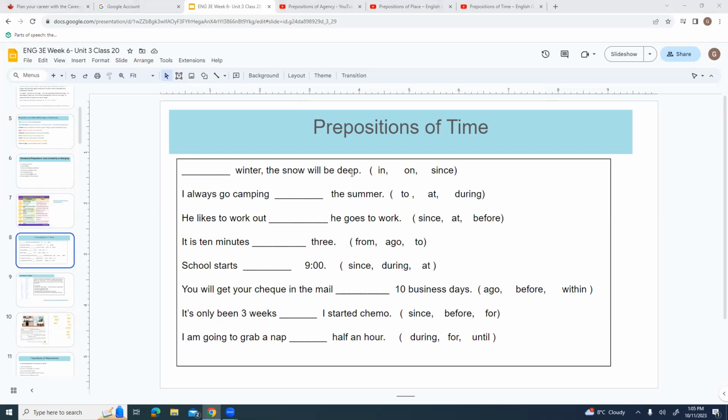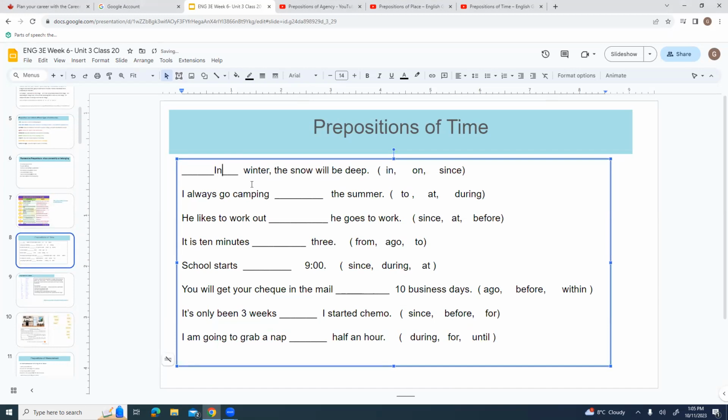Blank winter, the snow will be deep. In winter, on winter, or since winter. Well, for us, we would say in winter, not on because you're not on anything. And since would imply something's happened. So that won't quite happen. Plus, we've got will, and since is kind of a past tense word.